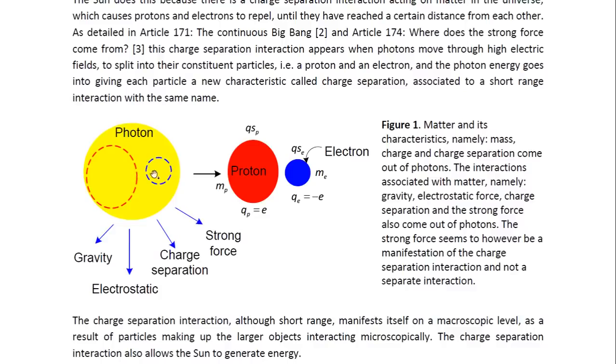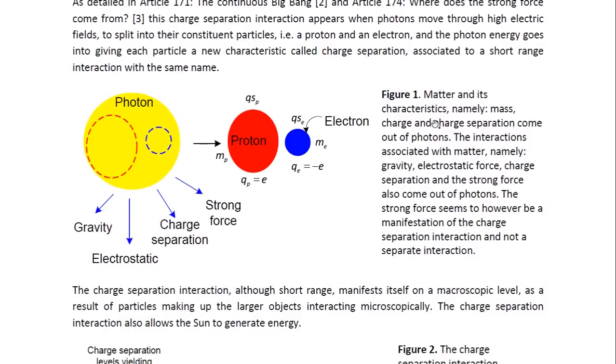So what we have is that photons are actually made out of particles, and these particles have mass and charge, but it's not seen. None of these are seen when they are inside the photon. It's only when the photon moves through a strong electric field that the particles appear. They actually are split apart, and therefore what we have then is a proton and an electron. And this means that matter actually comes out of light or photons.